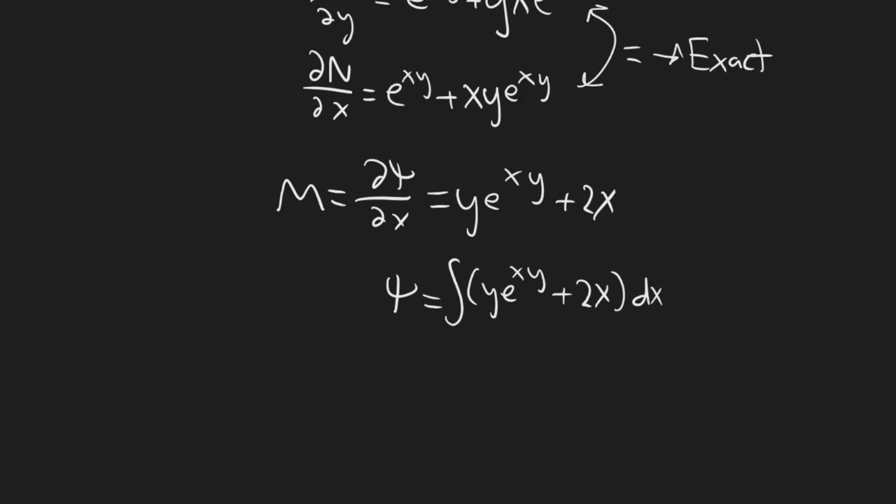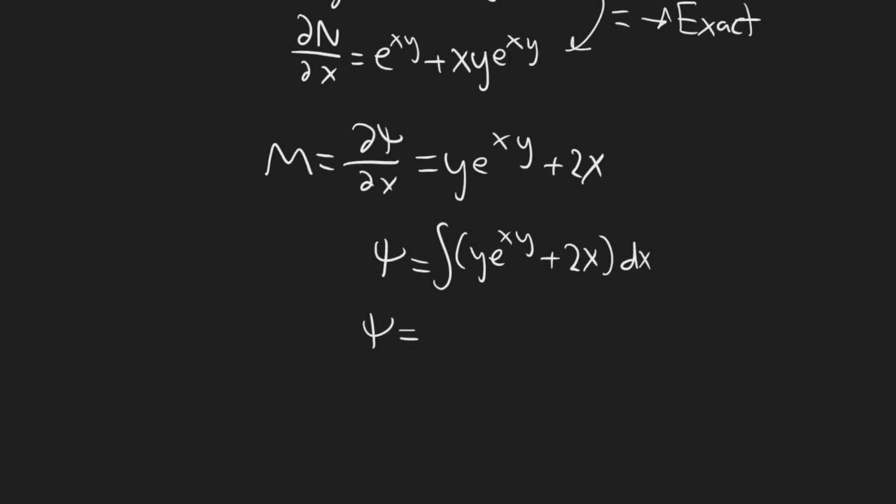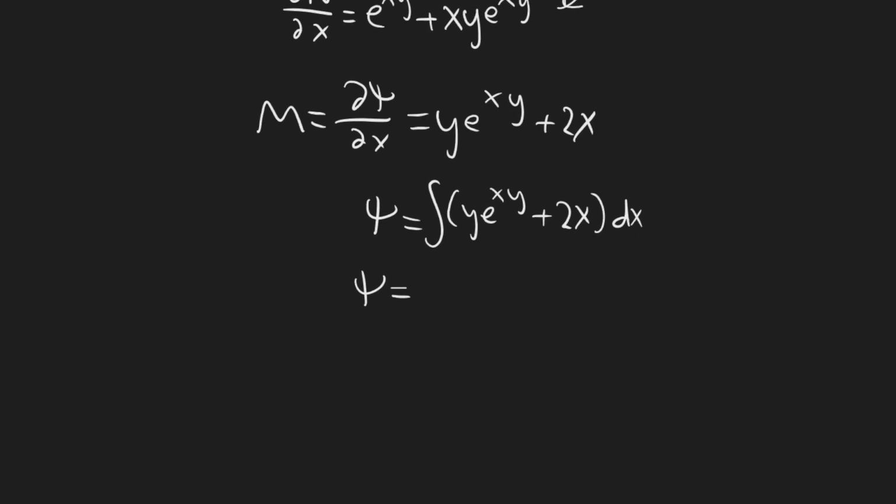Okay, so this is going to be, let's see, y times the integral of e to the xy, because we're treating y as a constant. The integral of e to the xy is just going to be 1 over y times e to the xy. So those y's will cancel and we'll just be left with e to the xy. And then plus x squared as the power increases by 1, and then we divide by that power. And then of course add our constant, which in this case could have been a function of y.